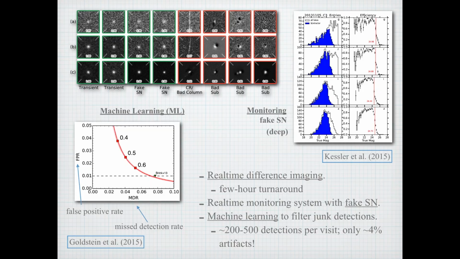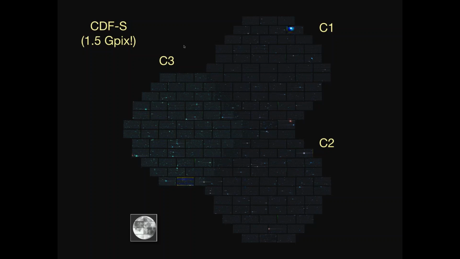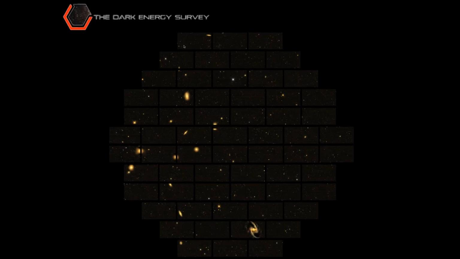Okay, just another pretty picture. This is 3 of our supernova fields that are next to each other in the Chandra Deep Field South, C1, C2, and C3. This is about 9 square degrees and 1.5 billion pixels compared to the picture of the moon. This is a lot of data. I'll show you a few more cool pictures of some of the supernova candidates that we found.